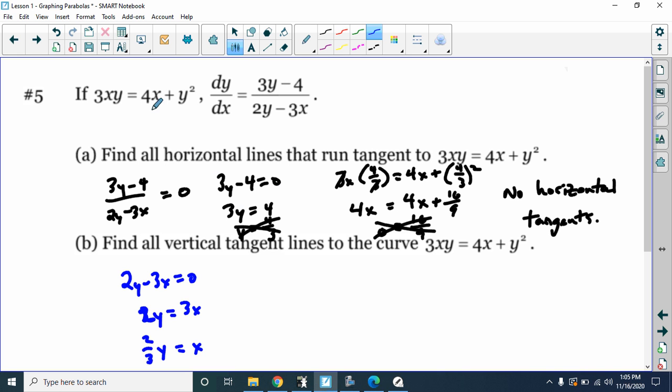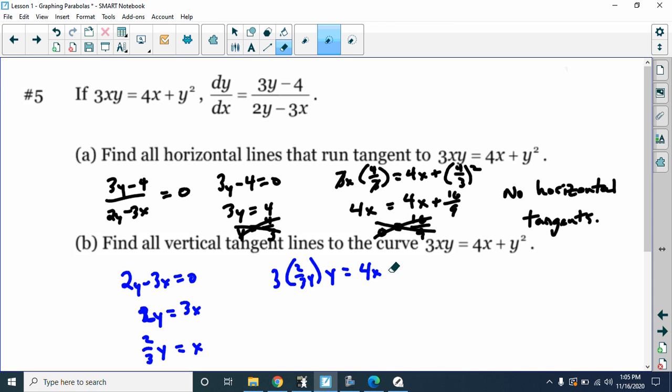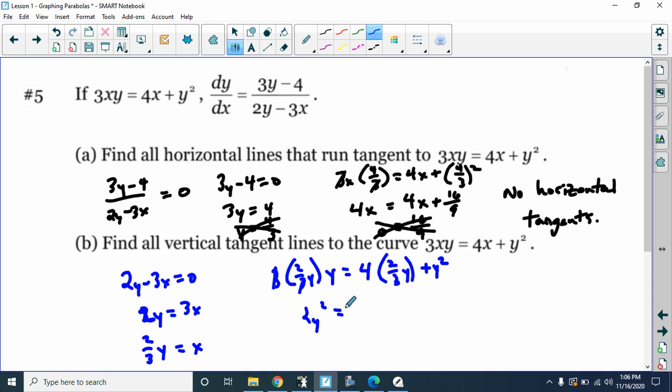And then just like we had to plug in 4/3 back into the original equation, you have to substitute back into the original equation. So we were putting 2/3 y in for all the x's. So I've got 3 times x times y equals 4x. X is equal to 2/3 y plus y squared. So we have 2y squared equals 8/3 y plus y squared.